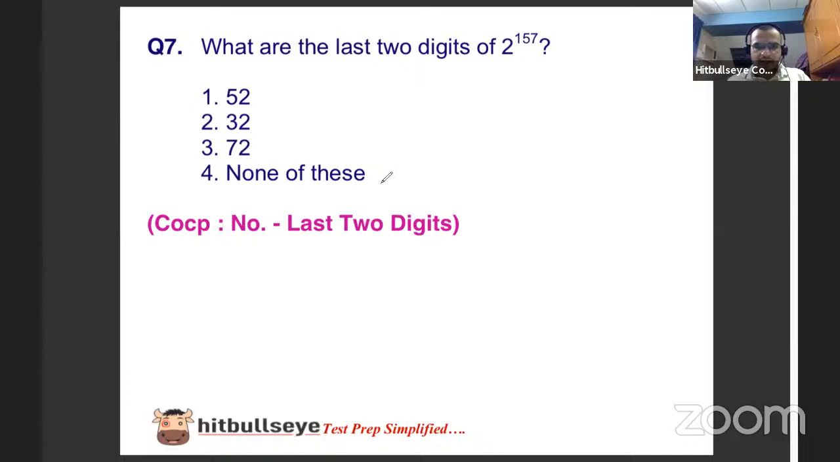Okay, one answer is coming, 92. Let's check if it is right or not. Any other answers, please? Archana is saying third option, 72. We will check if it is the right answer or not.